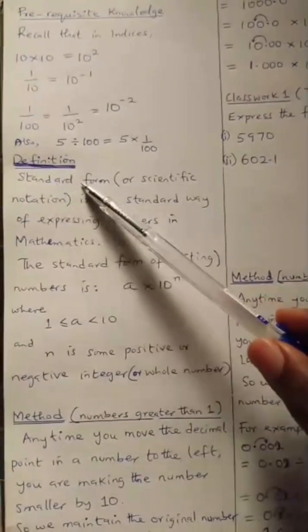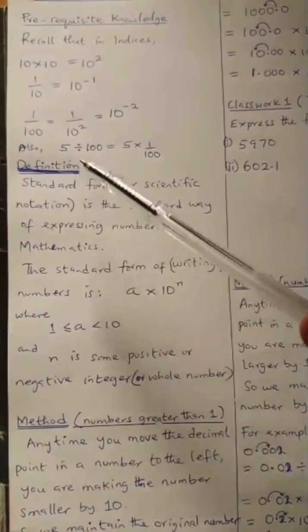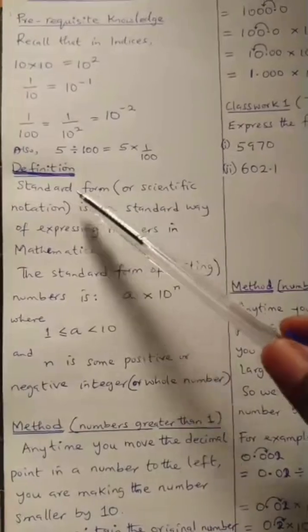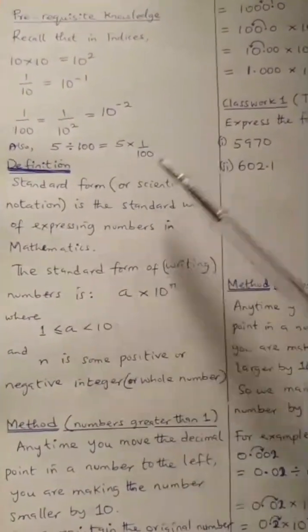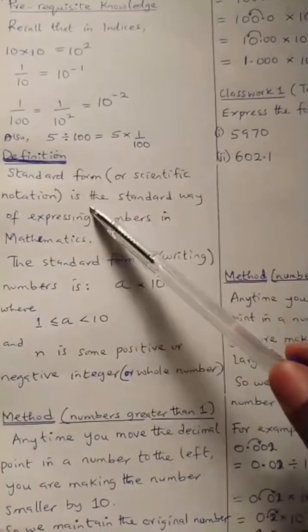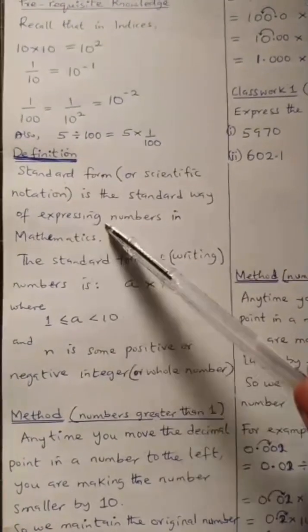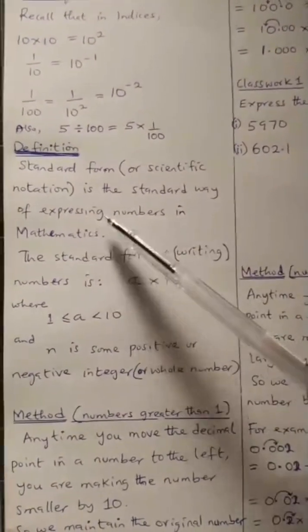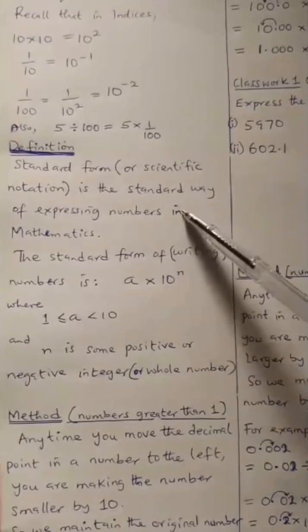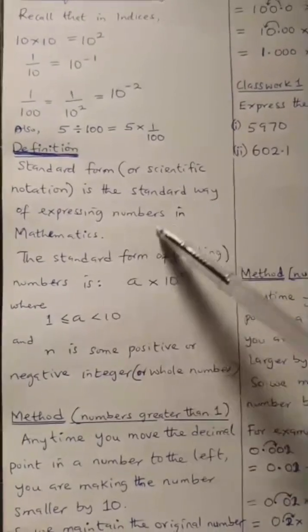What is the definition of standard form? What do we mean by standard form? When we say writing a number in standard form, another name for standard form is scientific notation. So scientists all over the world agree on a standard form. So it's a standard way of expressing numbers or numerical values in mathematics or science.